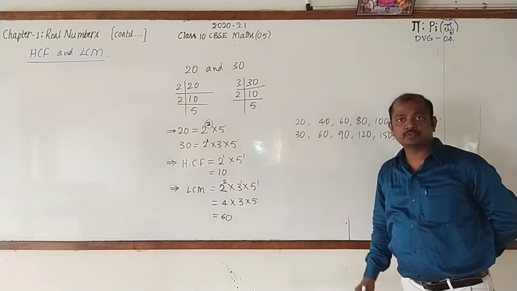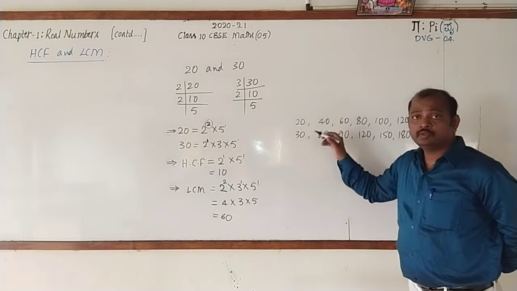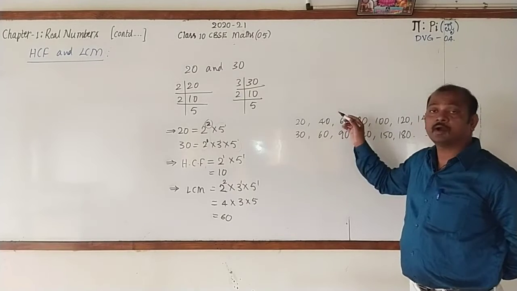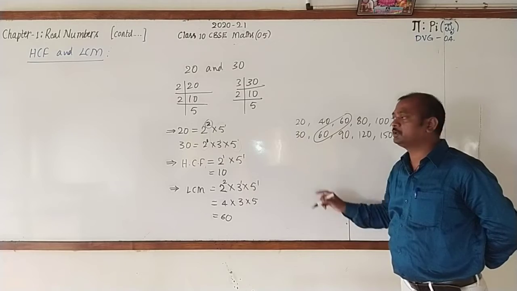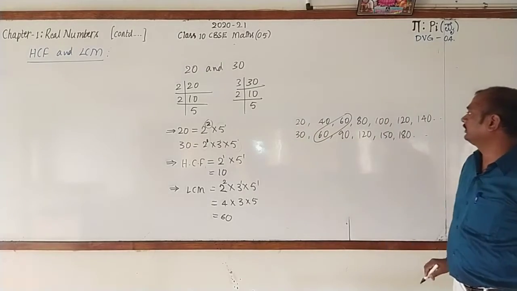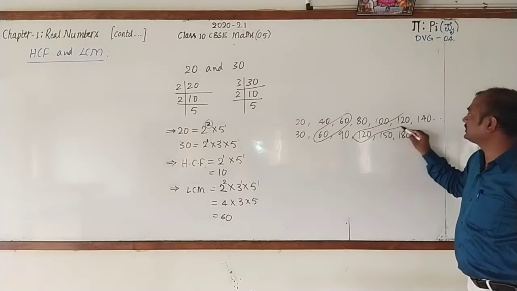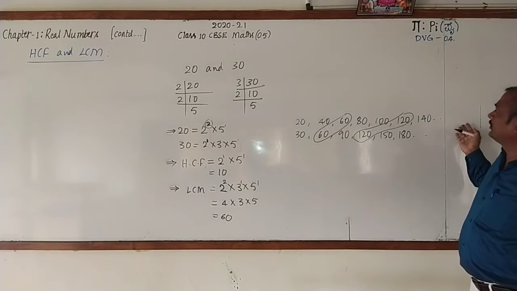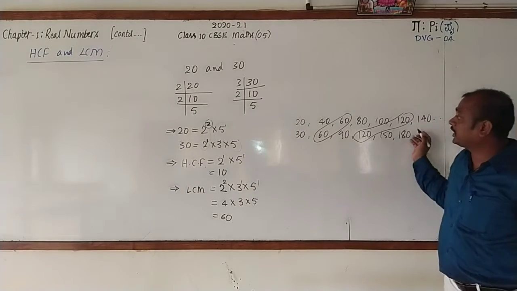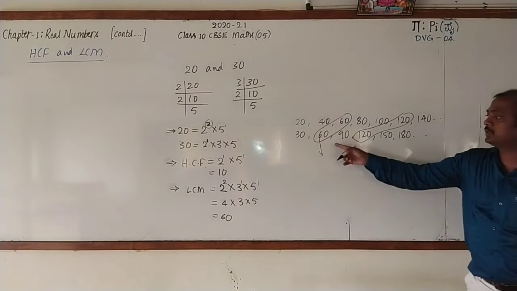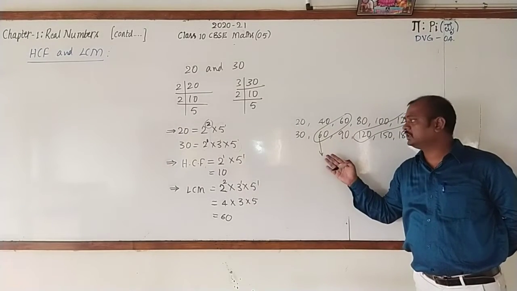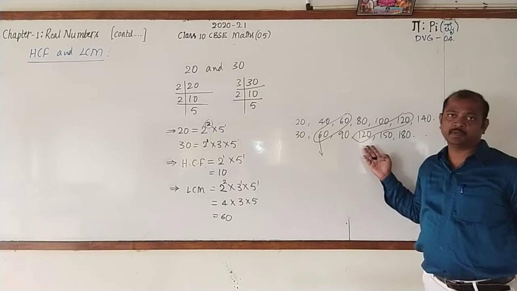And you used to encircle the common multiples. See that here also 60. 60 is the common multiple of 20 and 30. And also here 120 is there. Similarly it comes. 180 will come and so on. But among these, which is the least one? 60, 120, 180. Least one is 60. So that is the lowest common multiple.